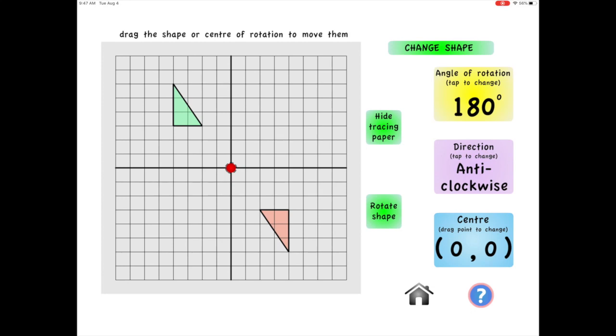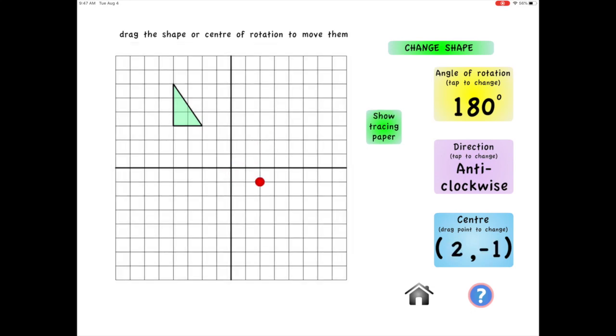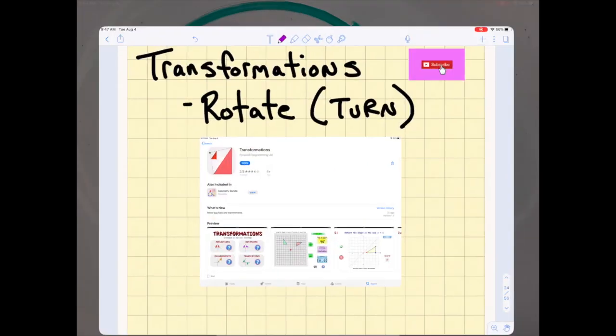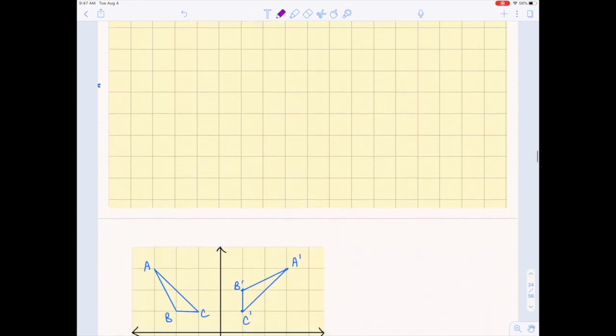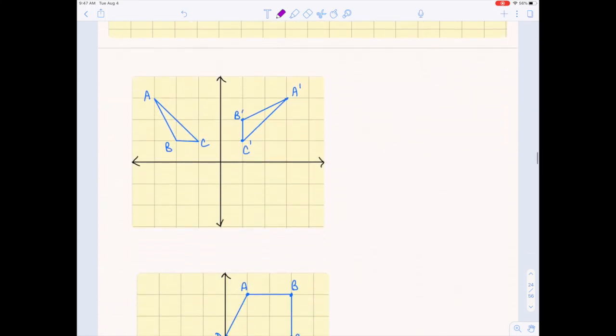The key component here, however, is this red dot in the center. And while I'm able to move in the app the red dot anywhere that I want it to, I'm going to leave it on the origin because that is by far the most common point of rotation. It's not the only one, but it's the most common one, and it's the one we're going to try to focus on most in these next two examples.